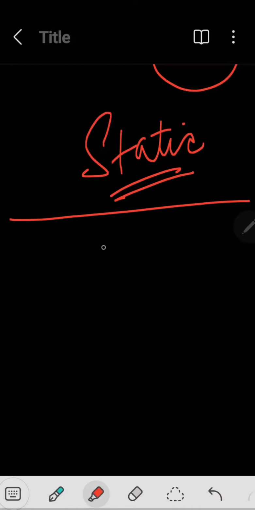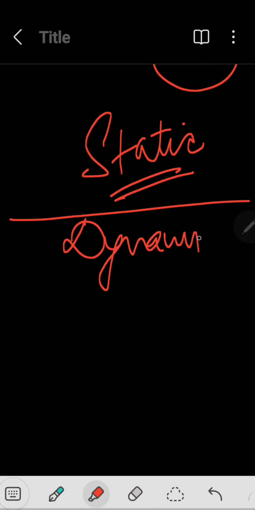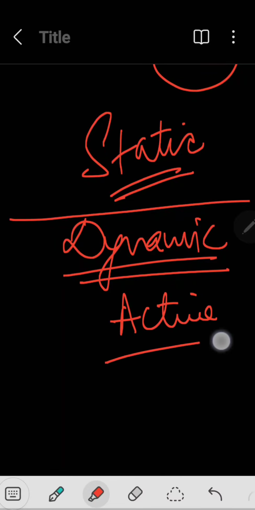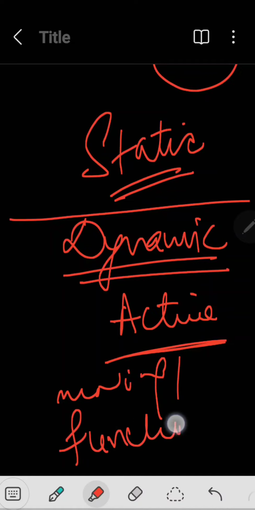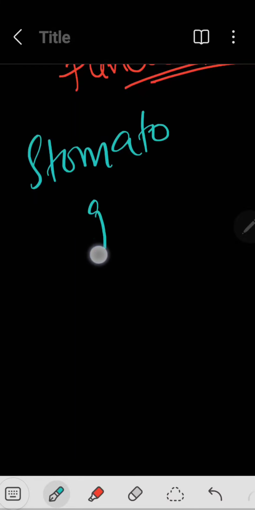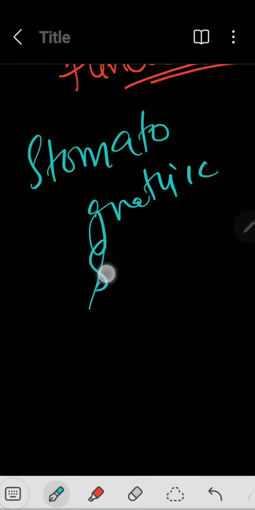Now let's move on to the dynamic aspects of occlusion. Dynamic itself says something which is active, which is moving, or something which is functional. So all the aspects which come under functional, or are active, or have been moving, come under the dynamic aspects of occlusion. So basically dynamics include the stomatognathic system.